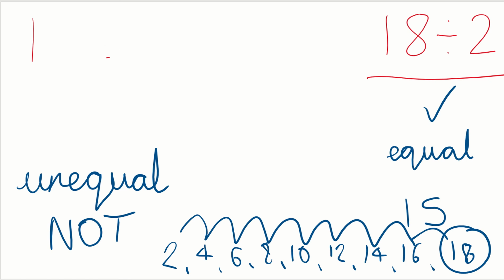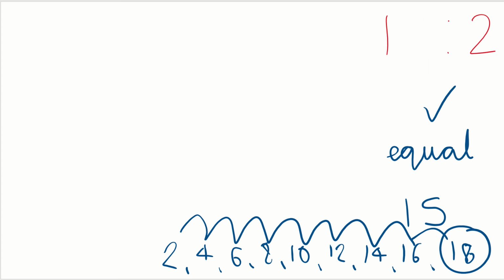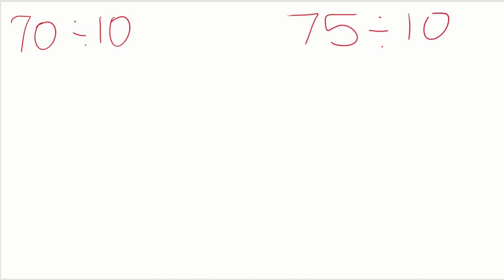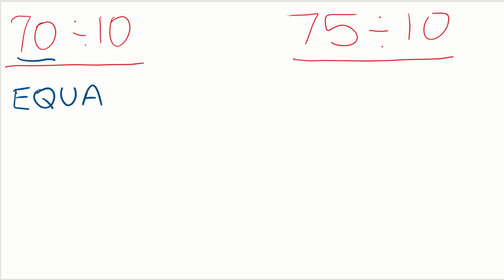Similarly, you could say, again, different numbers, not just 2s. Let's rub that out. You could do it with our 10s. So 70 divided into groups of 10, or 75 divided into groups of 10. Which one would give us equal groups? Well, we know that we would say 70 if we were doing our 10 times tables, wouldn't we? 10, 20, 30, 40, 50, 60, 70. So that would give us equal groups, because it is in the 10 times tables.